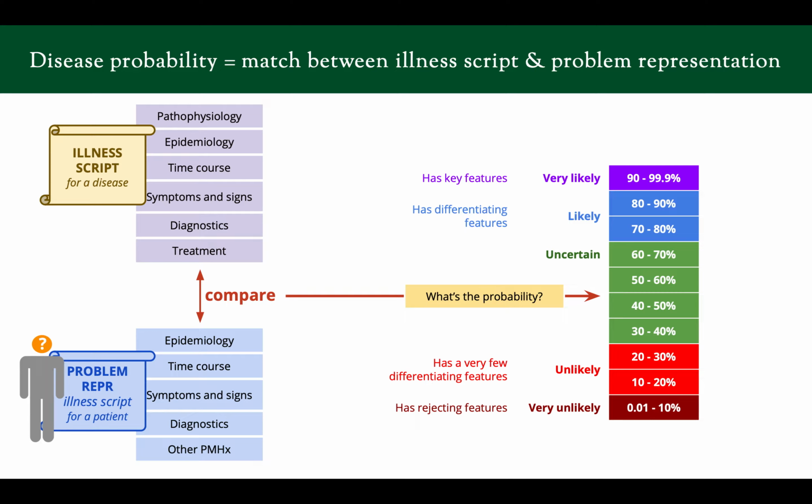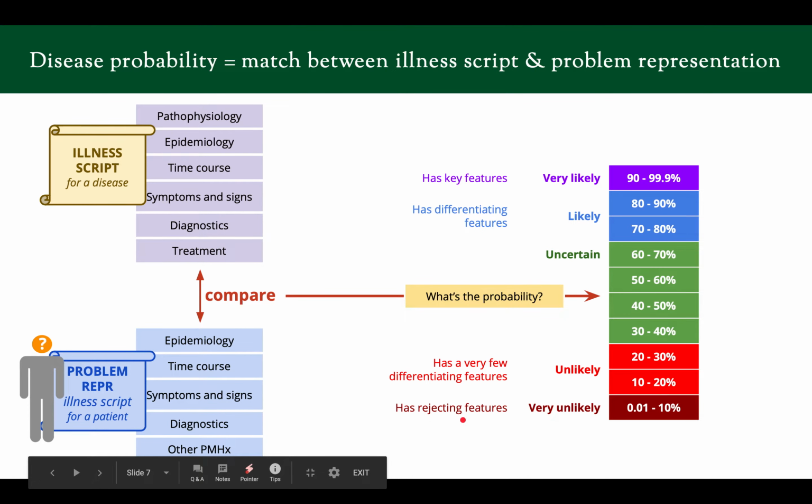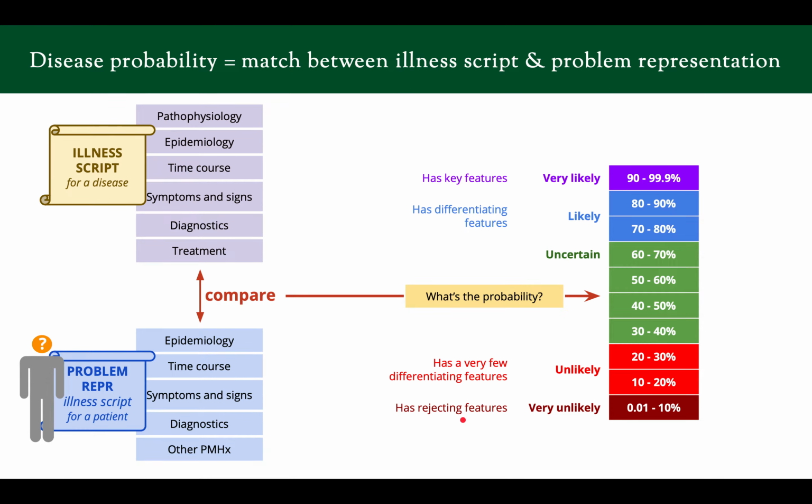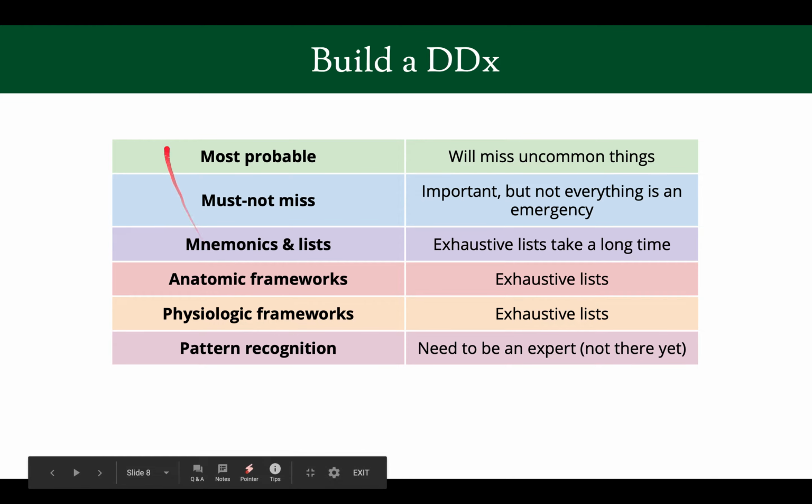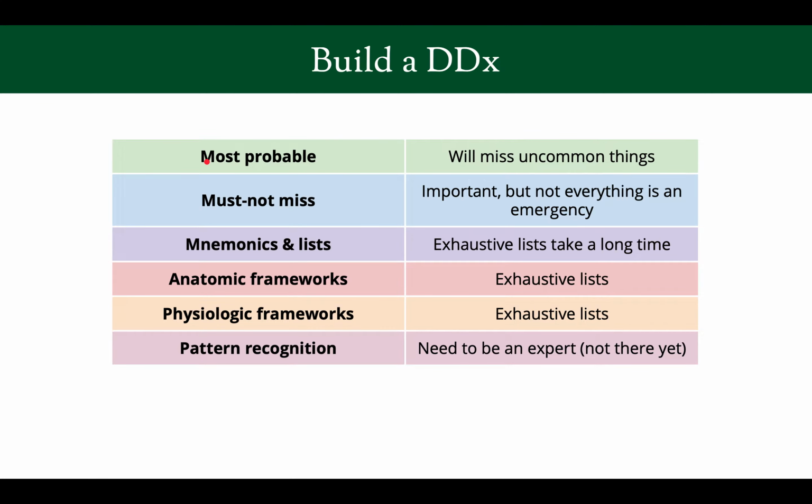But real patient care is messy. They may have some key features and some rejecting features, and you're like, what do I do with that? And that's why clinical reasoning is an art. Okay, how do you make your differential diagnosis? Which diagnoses do you call upon illness scripts for? And so there's lots of different ways to do it. You could think of what are the most probable things that somebody with this kind of complaint would present with.